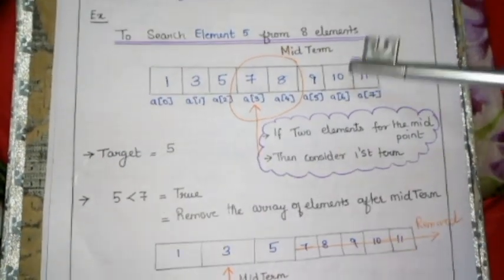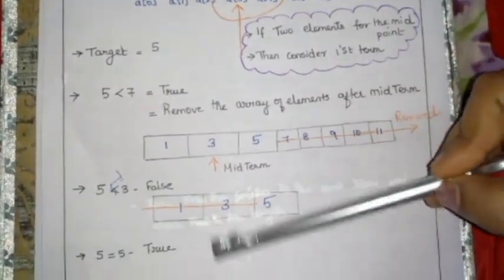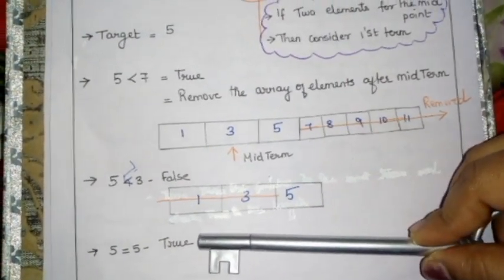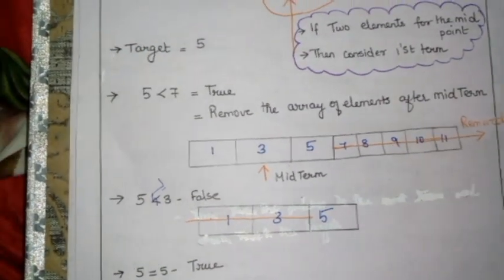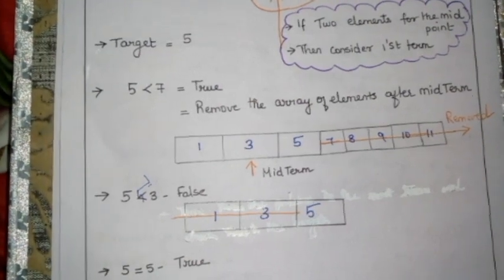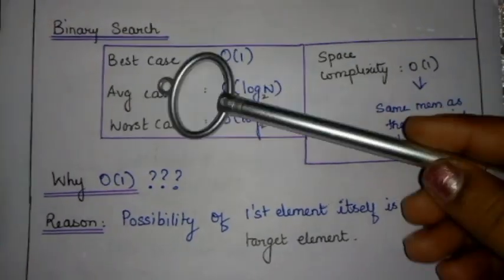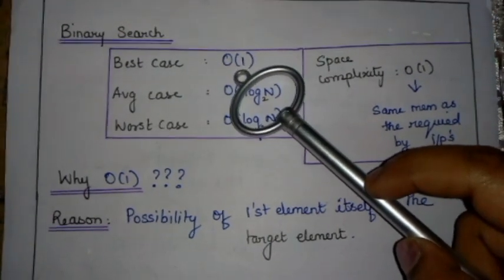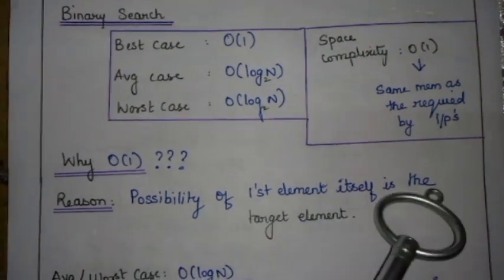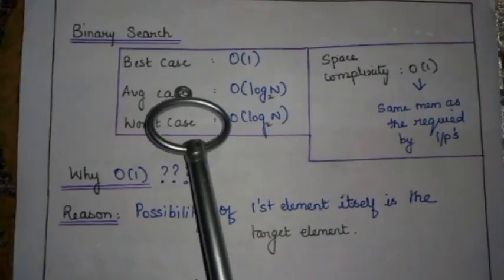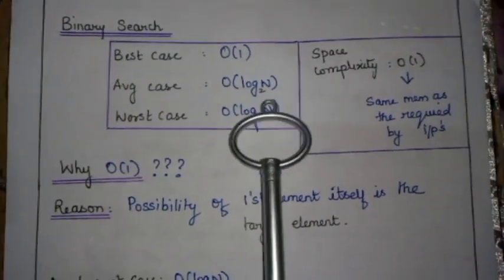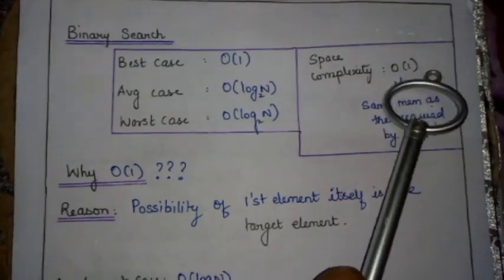Now this is the concept of binary search, and with 3 iterations, you can easily find the target element. This is the beauty of binary search. Let us see the best case, worst case, and average case of time complexity. My binary search has the best case as big O of 1, which is the possibility of the first element itself being the target element. Average case and worst case are big O of log n. And the space complexity is big O of 1.